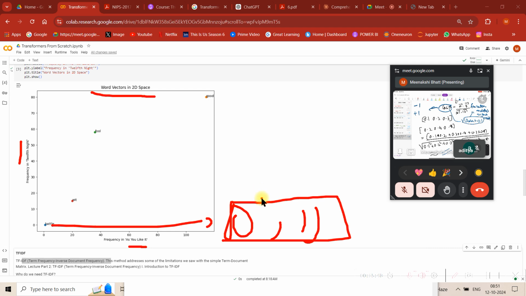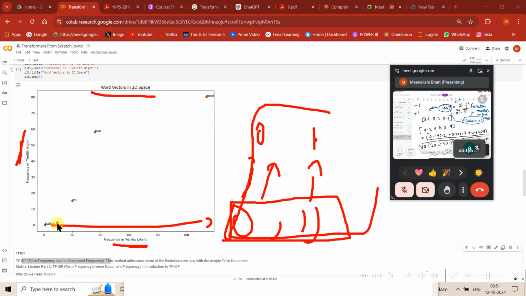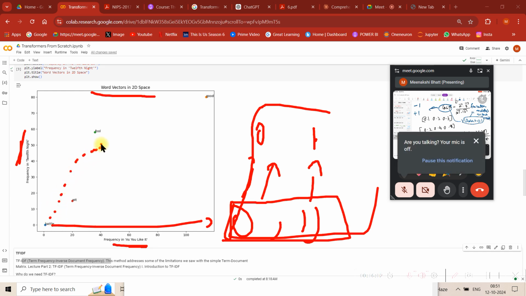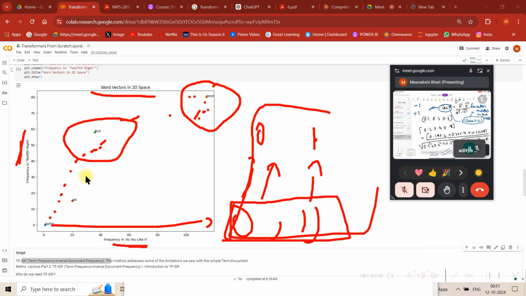What does this mean? This means that in the play As You Like It, battle occurs 0 times. In the play Twelfth Night, battle occurs 1 time. So this is just how I have plotted this. Essentially the idea is that similar words, if there are multiple words in this 2D space, might have similar meanings. This is just a 2D representation of the same.